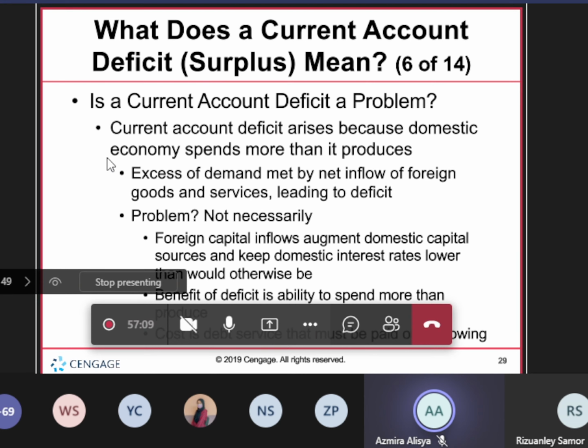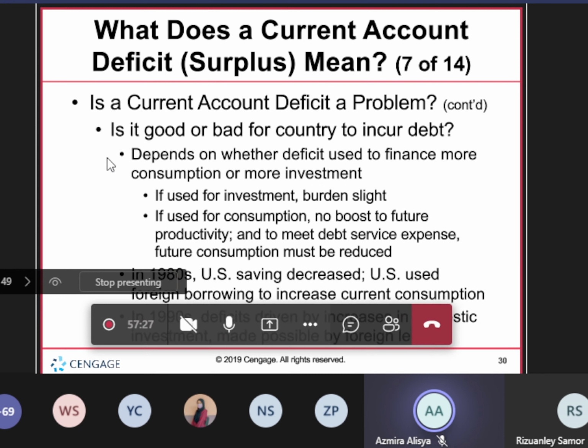Foreign capital inflows augment domestic capital sources and keep domestic interest rates lower than they otherwise would be. So the benefit of a deficit is the ability to spend more, and when you spend more, there is going to be a multiplier effect on the economy. So, is it good or bad for a country to incur debt?